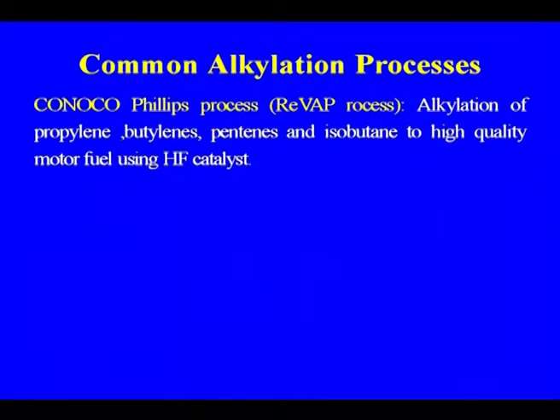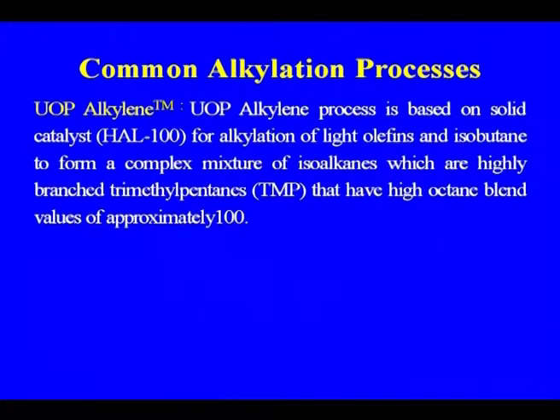So, let us discuss now the number of alkylation processes that have been developed depending upon the catalyst that is being used. The ConocoPhillips process is the alkylation of propylene, butylenes, pentenes and isobutane to high quality motor fuel using hydrofluoric acid catalyst. Then the UOP Alkylene process is based on the solid acid catalyst for alkylation of the light olefins.